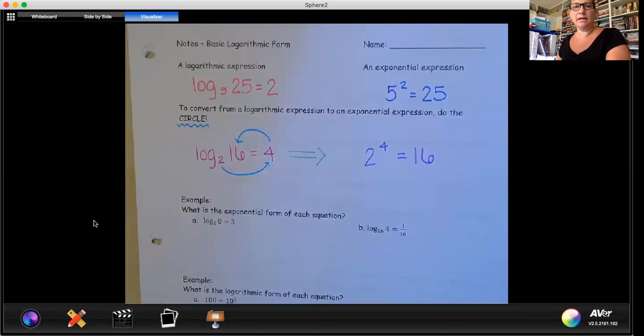A logarithmic expression is going to contain a log. So log base 5 of 25 equals 2 is an example of a logarithmic expression. An exponential expression is going to have an exponent, like 5 squared equals 25.